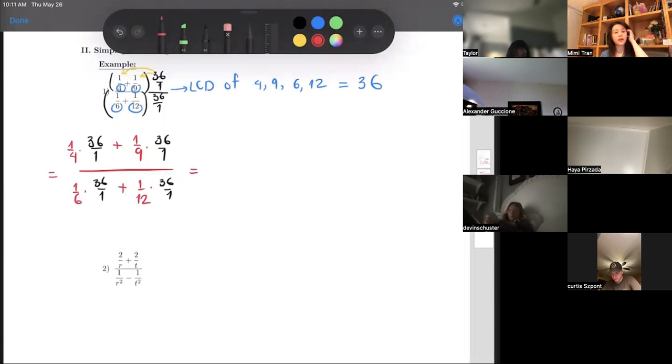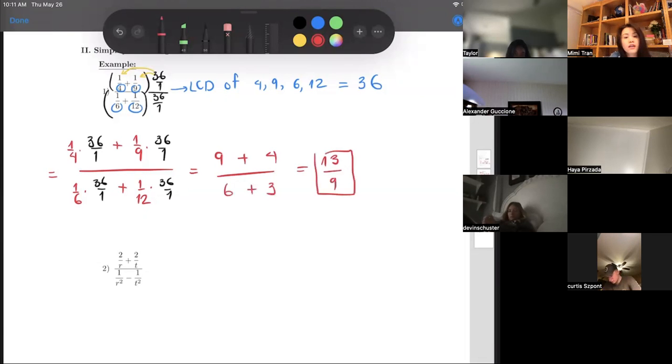Now you can simplify. 1 over 4 times 36 over 1 is what? 36 divided by 4 is 9. 36 divided by 9 is 4. So that's 13, right? 9 plus 4, 13. And then the bottom, 36 divided by 6 is 6. 36 divided by 12 is 3. 6 plus 3 is 9.